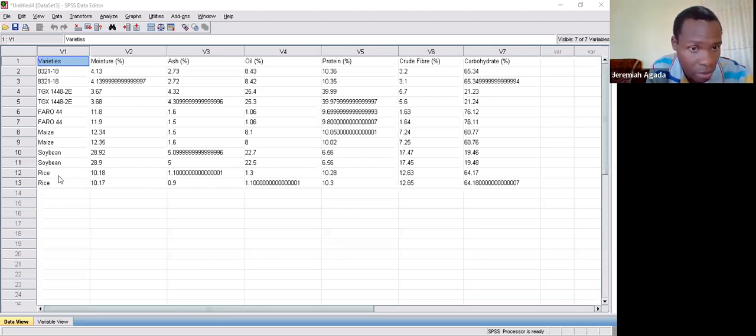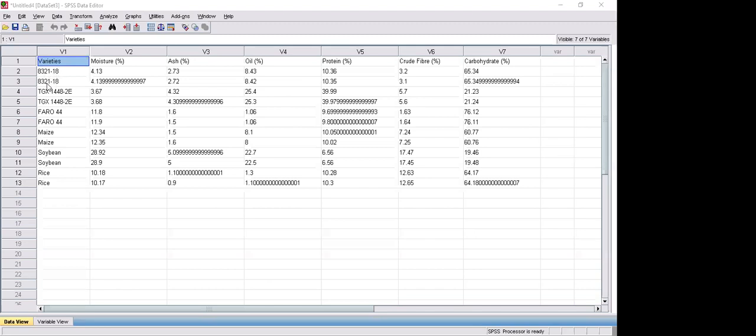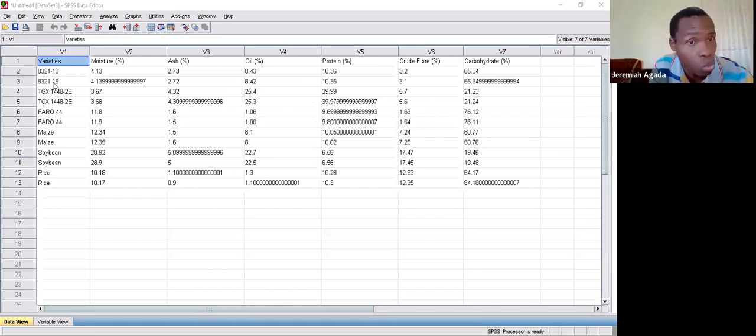These are local maize, but these ones that have tags are improved varieties. If you look at this, you see 8321 18, 8321 18. So there are two. That means we had the same variety, but we had to check them at different points. If you look at the moisture content, we had 4.13, then the second one, 4.139, which is approximately 4.14 if you are approximating.